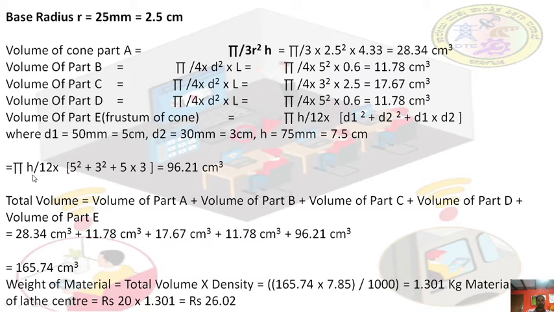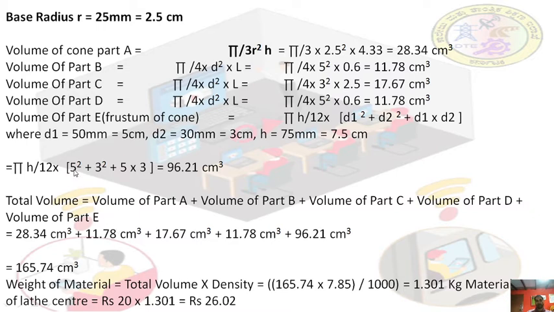So pi h by 12, h is 7.5. So pi by 12 into 5 square plus 3 square plus 5 into 3. If you substitute, you will get 96.21 centimeter cube. Now add all the values. Total volume equals volume of A, volume of B, volume of C, volume of D, and volume of E. So keep on adding all this: 28.334, 11.78, 17.67, 11.78, again 96.21. So total volume will be 165.74 centimeter cube.